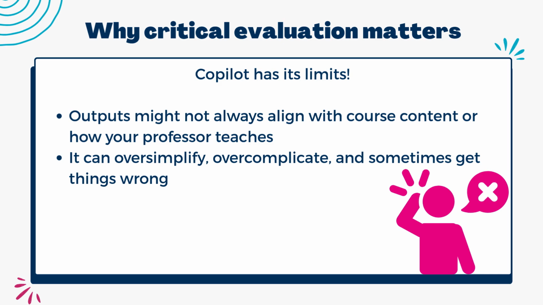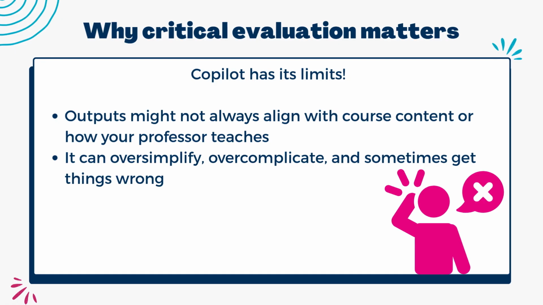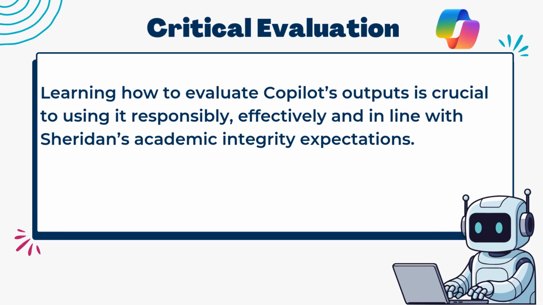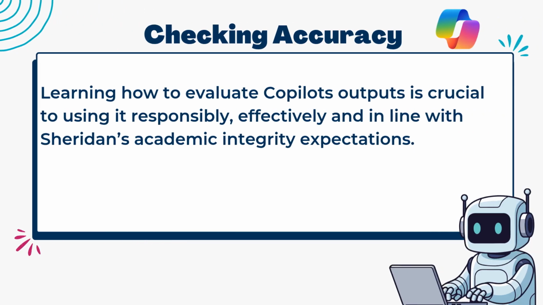Copilot's outputs might not always align with your specific course content or the way your professor teaches. It can oversimplify, overcomplicate, and sometimes get details wrong. Therefore, learning how to evaluate Copilot's outputs yourself is crucial to using it responsibly, effectively, and in line with Sheridan's academic integrity expectations. To start, let's talk about accuracy.